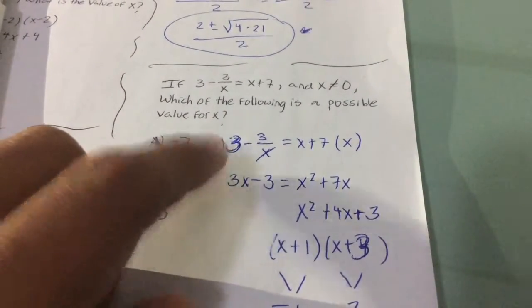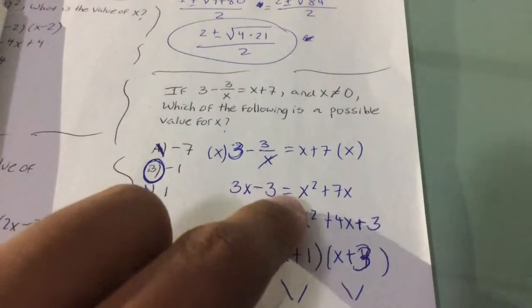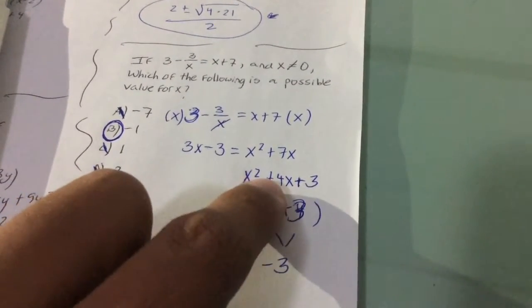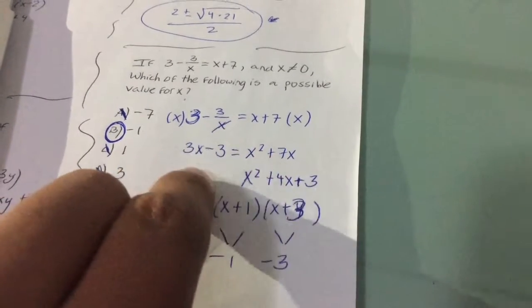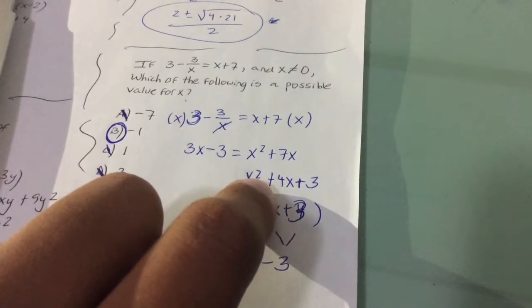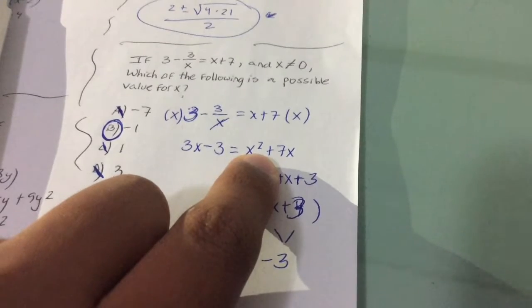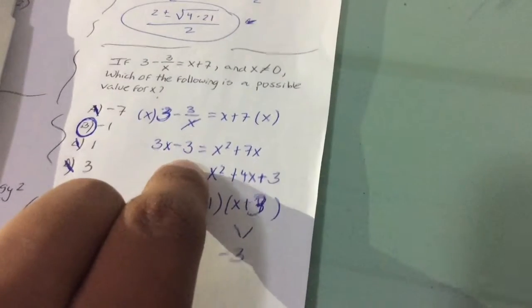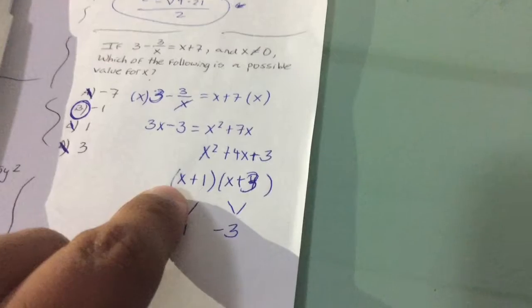So you multiply x by each term, and you will get 3x - 3 = x² + 7x. You should keep this variable here and then move that -3 to this side. Therefore 7x - 3x will be equal to 4x, and it is positive because the 7 is the highest value of those two. And you take the -3 to this side and it becomes a positive 3.